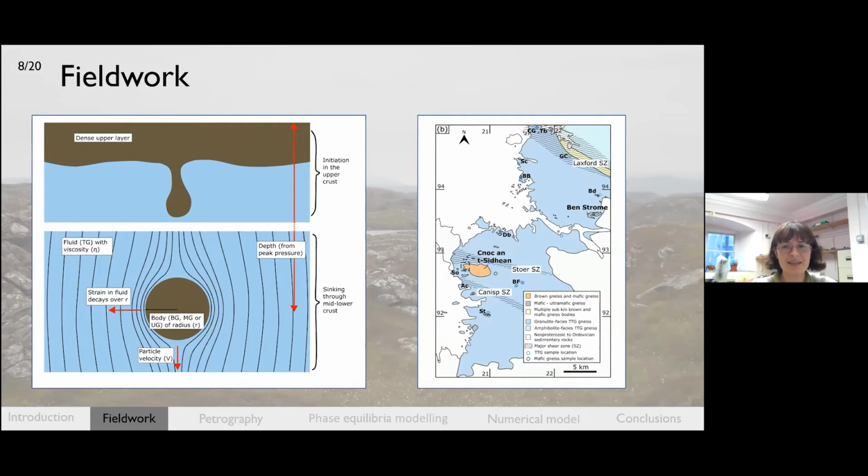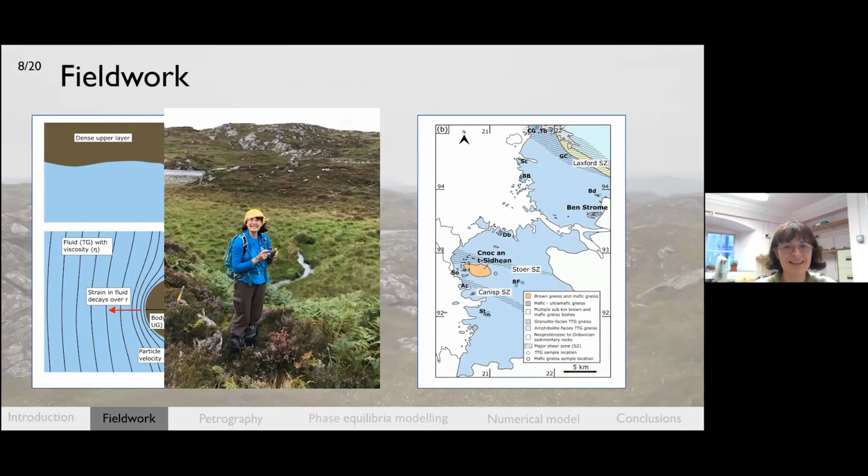I used existing databases of samples to represent our TTGs, our mafic gneisses, and ultramafic gneisses, in addition to getting my own brown gneiss samples and 1 mafic gneiss sample from a site called Knock-an-Sibhian, which is the largest possibly supercrustal body in the Lewisian. I've marked the sample locations by open circles in the map on the right, and a lot of them have also got bold text next to them to denote a specific locality. And Knock-an-Sibhian itself is shown in orange. And here's me collecting one of my last samples in the field from Knock-an-Sibhian.